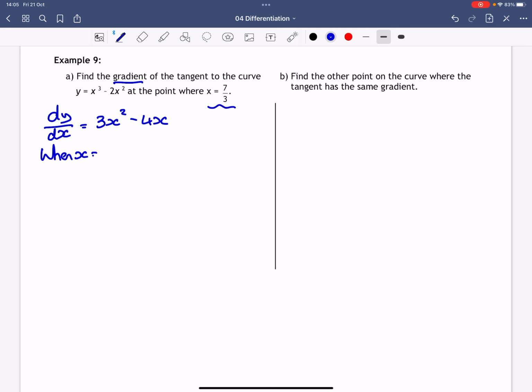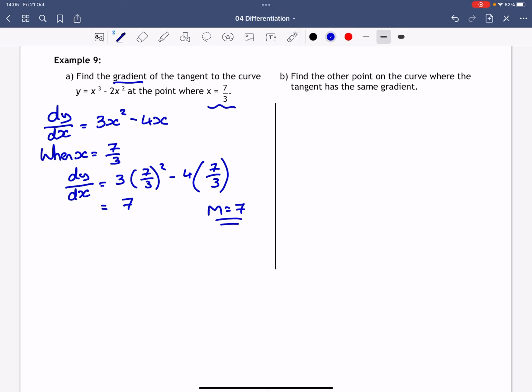So when x is equal to 7/3, dy by dx is equal to 3 times 7/3 squared minus 4 times 7/3. And you can use a calculator for this question, work it out, and you get a value of 7. So that means that the gradient is equal to 7.